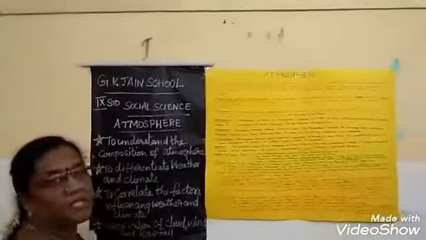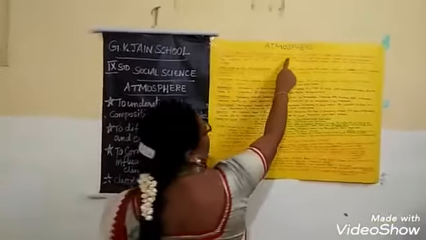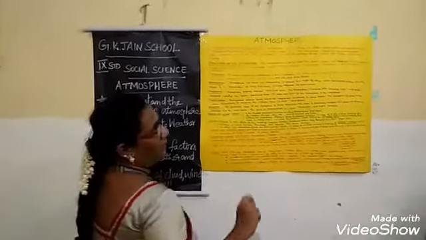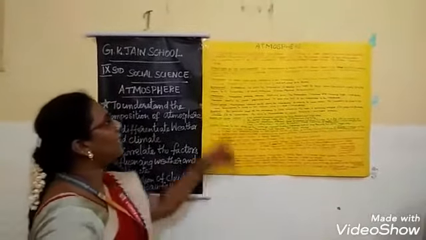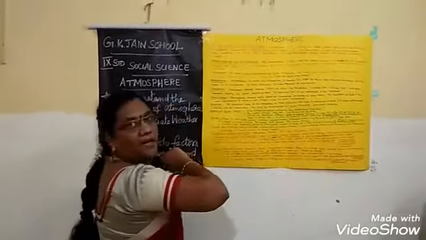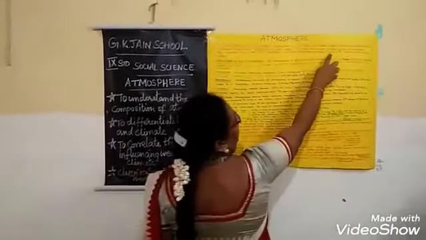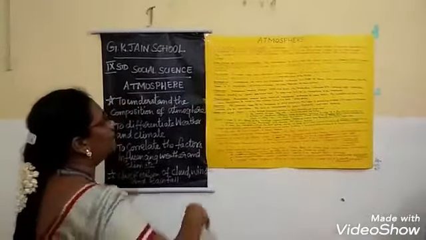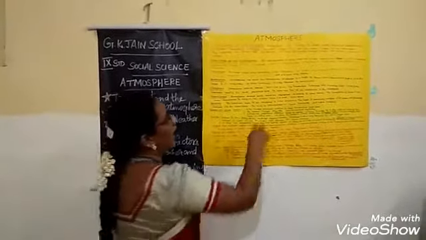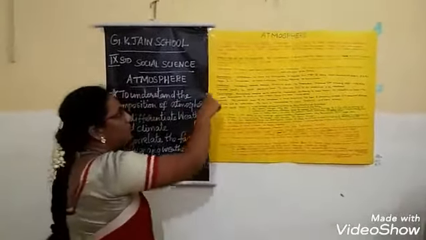Atmosphere. The composition of atmosphere. What is atmosphere? Atmosphere is a mixture of gases, water vapor and dust particles in different proportions. It contains nitrogen 78% and oxygen 21%, which are permanent gases of the atmosphere. They constitute 99% of the total composition and their percentages always remain the same without any change.